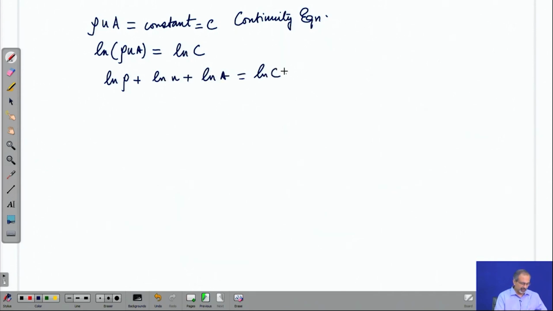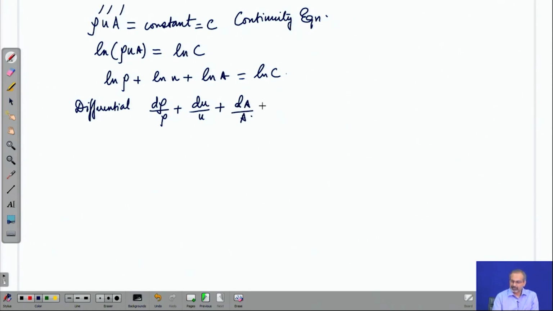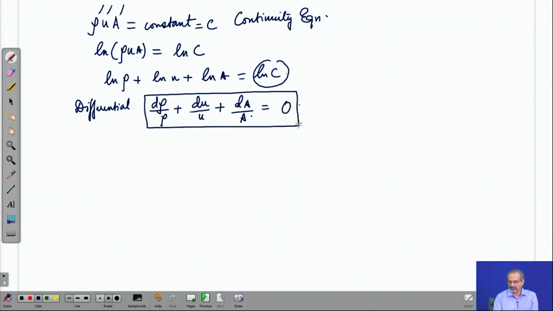Now, take a differential. So, if you take a differential, how does it work out? You get a 1 by rho d rho. So, that is d rho by rho plus d u by u plus d A by A. This is density, this is velocity, this is cross sectional area. And if you take a differential of this, because it is a constant, it will go to 0. So, this is the continuity equation written in a slightly different way.